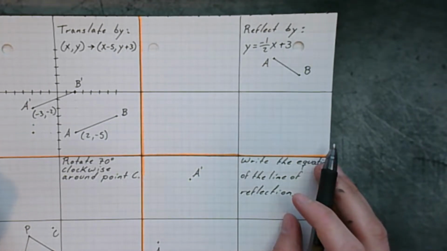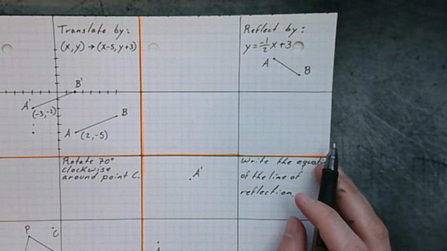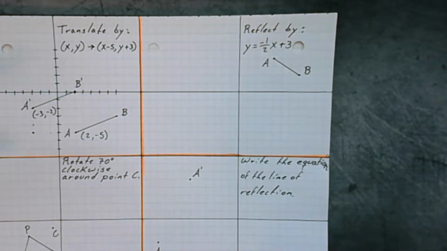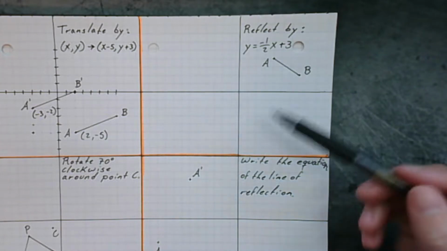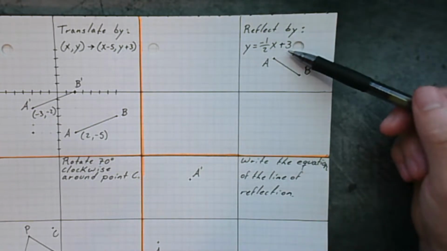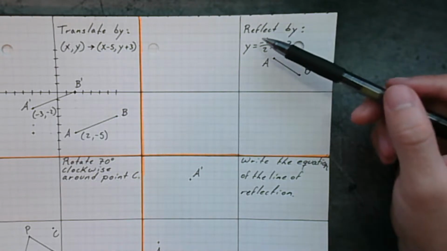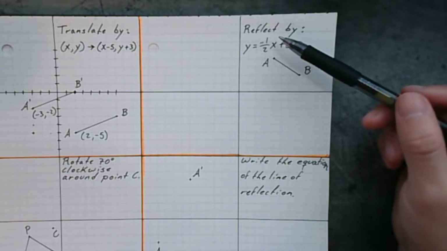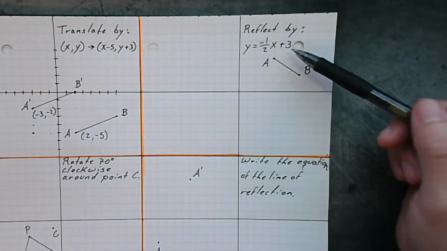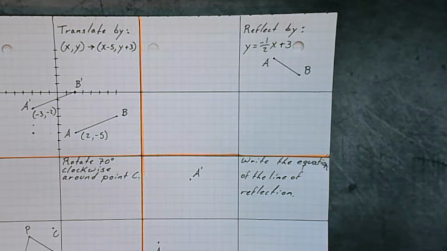All right, let's move on to the reflection. In this reflection, remember for a reflection, you need a line of reflection. In this case, you notice there's no line given here, but it's giving me the equation of the line. Sorry, I wrote the instructions for this problem wrong. I should have written reflect across the line, and then this is the equation of the line. I'm going to show you guys a new trick here.